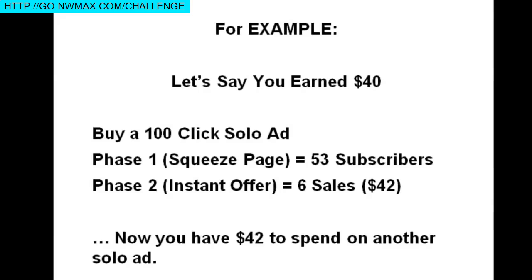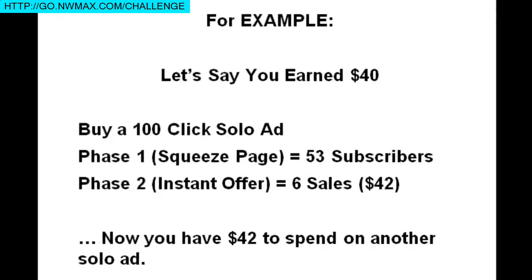So now that you've completed this process of buying these solo ads and having these visitors go through your sales funnel, now you have $42 that you can spend on another solo ad. So as you can see, this is a process that you can repeat over and over again, because the whole idea is to optimize your sales funnel so that for every bit of money that you pump into your sales funnel, and in this example it's $40, you're going to be able to make at least that amount on the other end. And once you make that amount, then you can continue to keep spending that money and generating subscribers and subscribers and subscribers.